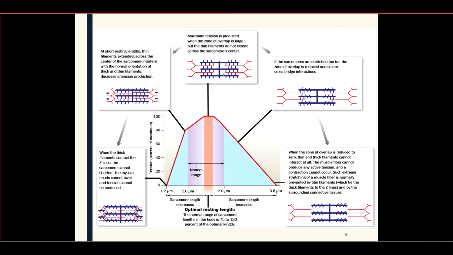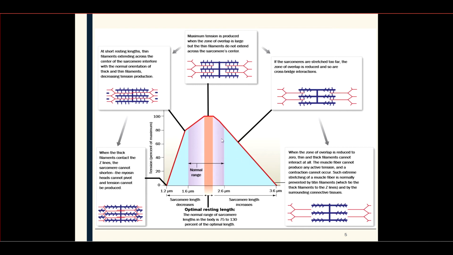Okay? So again, the thing you want to look at is the distance between the Z lines. There's an optimal distance here that's going to give us 100% tension. If we start to increase the distance of the Z lines, the zone of overlap is also going to decrease. So if you look over here, there's a good amount of zone of overlap compared to here. Not as much. So when we stimulate this sarcomere here, we're not going to generate as much tension, and you'll notice the graph goes down. As the sarcomere length gets greater, the amount of tension we generate is decreased.